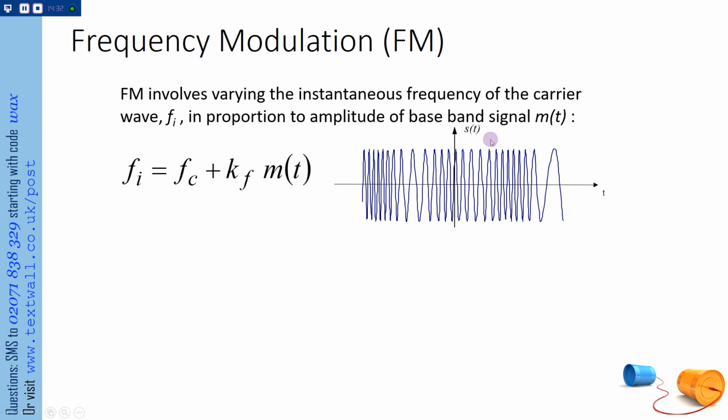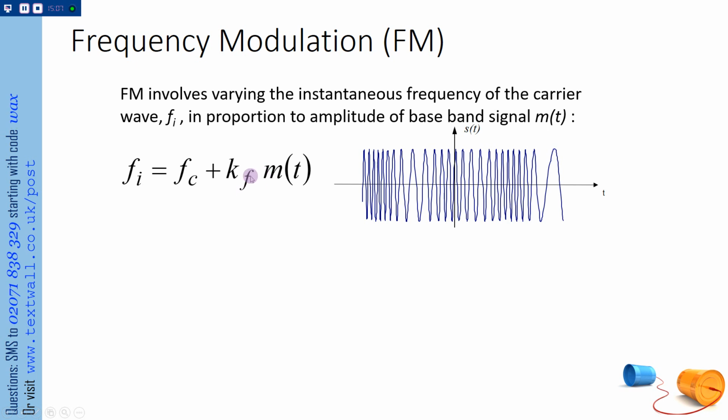So look at S of t. The amplitude is constant. Look what's happening to the frequency. Fi, that's the instantaneous frequency. That's the frequency at any instant in time. Now for AM, the instantaneous frequency is always Fc. But here, the instantaneous frequency is Fc plus something else. And that something else is related to the message.